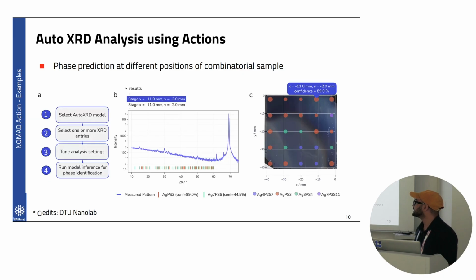What can happen is that this kind of an automated pipeline is really useful when there is a lot of data coming from high throughput experimentation. For example, here we have a combinatorial sample from the DTU NanoLab, and there are 25 different points of measurement for the XRD. And we use this particular action framework to run the analysis for all of them. It might take some time, but it's very robust. And once you come back after 1 hour of running the analysis, you will have the phase predictions.